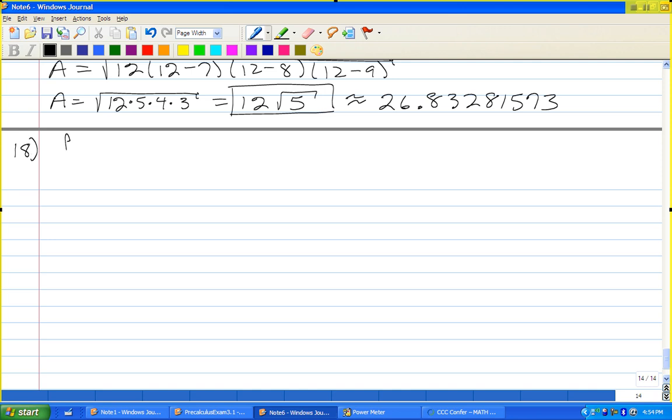Okay, 18. Let's graph minus sine x. So this is just going to be a reflection. So reflect the graph of y equals sine x about the x-axis.